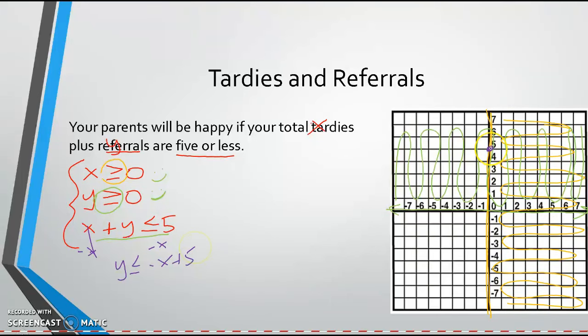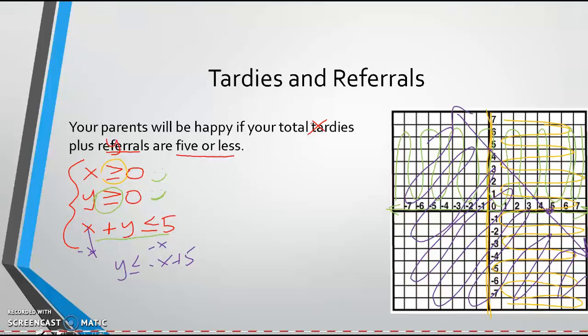The slope is negative 1, so I'm going to go down 1 over 1, down 1 over 1, and all of these points are going to be on the graph. It's going to go through 5 down here also. It is going to be a solid line because I do have less than or equal to, and I would shade everything y is less than that, everything on this side of that purple line.